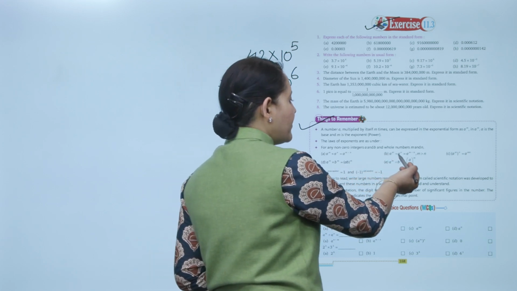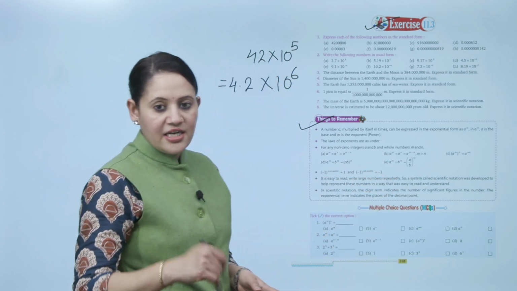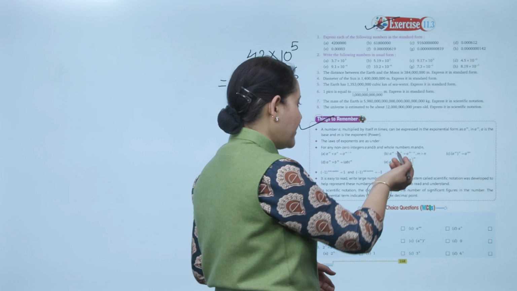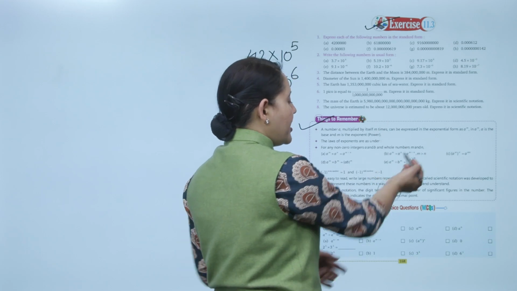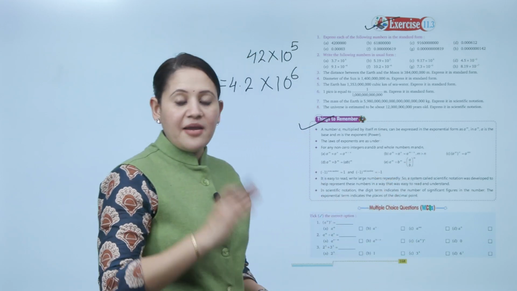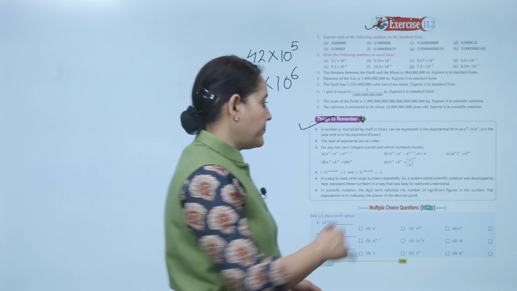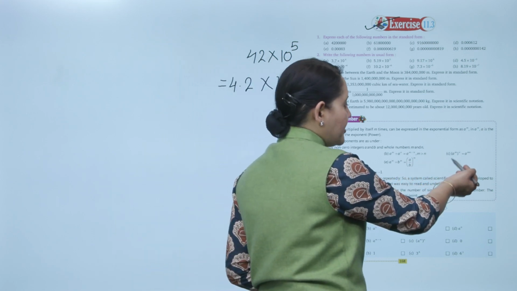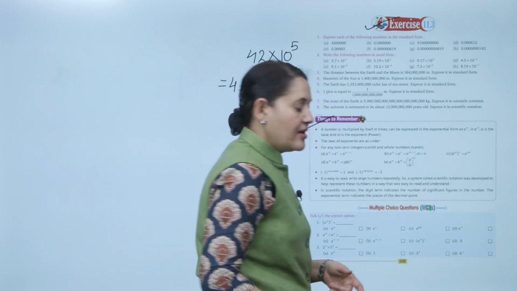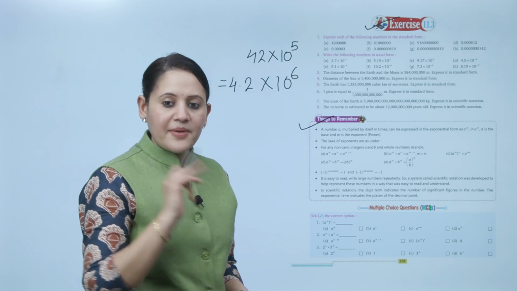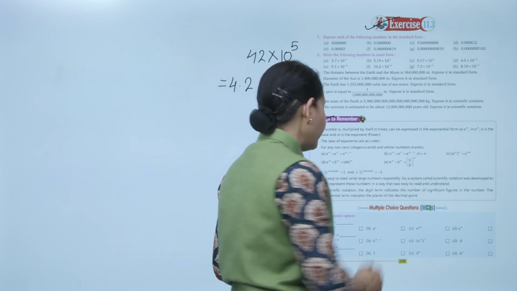a to the power m divided by a to the power n. In division, what will happen to the power? It will be minus. a to the power m minus n, in case m is greater than n. a to the power m in brackets and n outside the brackets, what will happen? The powers will multiply. a to the power mn.